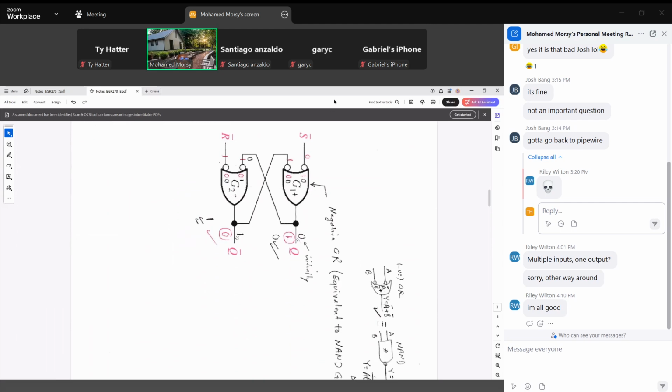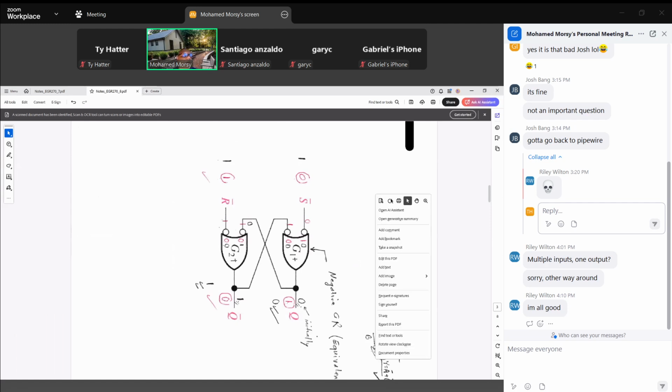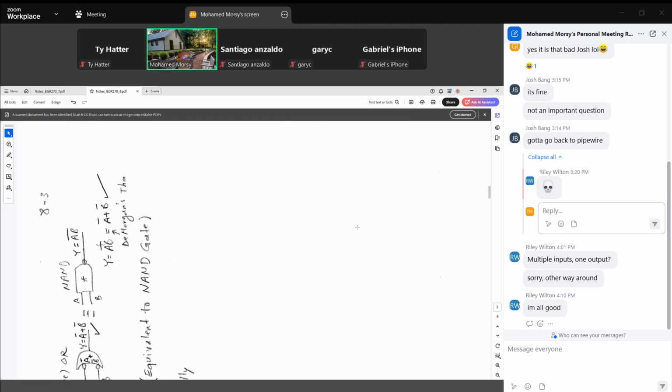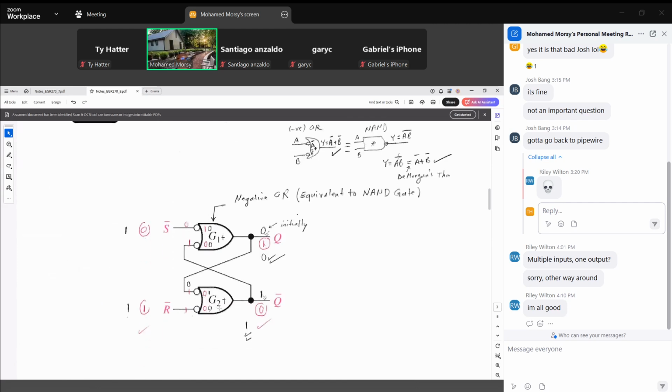Another equivalence here, this is the last thing we'll talk about today. So just 1 minute, please. Okay, and let me rotate this. Another version here, like negative OR. This is another design of a latch using negative OR.